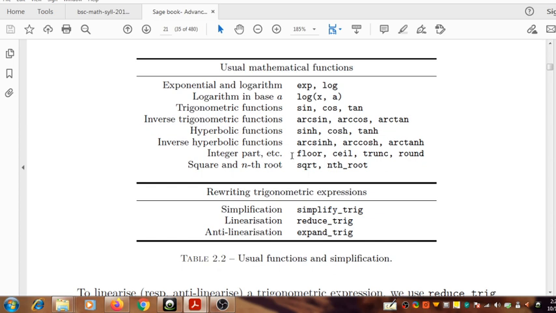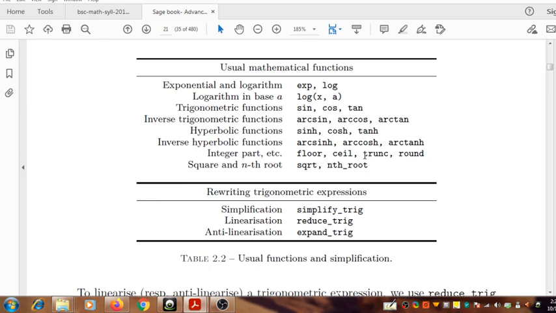Then integer part functions, etc. There are 4 functions in that category: floor, ceil, trunc for truncation, and round. These are integer type functions. That means they give us integer output. Whatever value you give as its argument, as its input, that function will give you an integer answer.